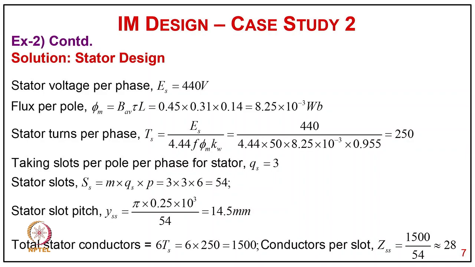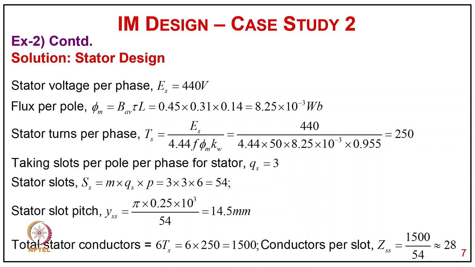Now coming to the calculation of stator design. For stator design, first we go to the stator voltage per phase. E phase is given for delta star with the starter, so finally the winding is supported with delta connection. So phase voltage equals the same line voltage, that's Es equal to 440 volt. And now we can calculate the maximum flux per pole, that is B average into tau into L. Putting in the value of B average, it comes to 8.25 into 10 power minus 3 Weber.